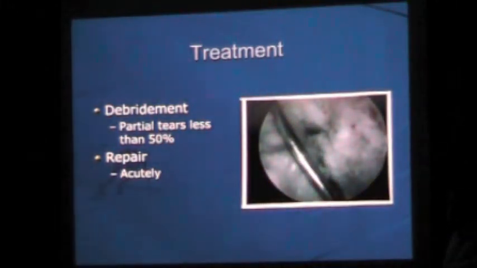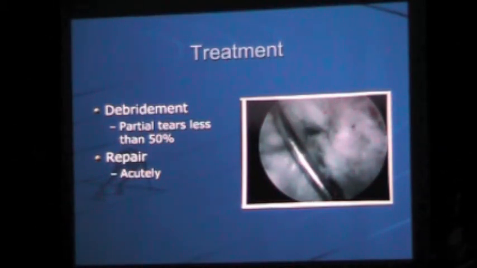Treatment of rotator cuff tears. If we look at these tears, the majority we're going to treat with non-operative measures, which is therapy, injection, and PRP, which I did mention. But if they fail that, then we have to look at the tendon. And sometimes we'll see partial tears. Now, if a partial tear is less than 50%, these patients will actually get better if you just debride it and leave it alone. You don't necessarily have to fix it.